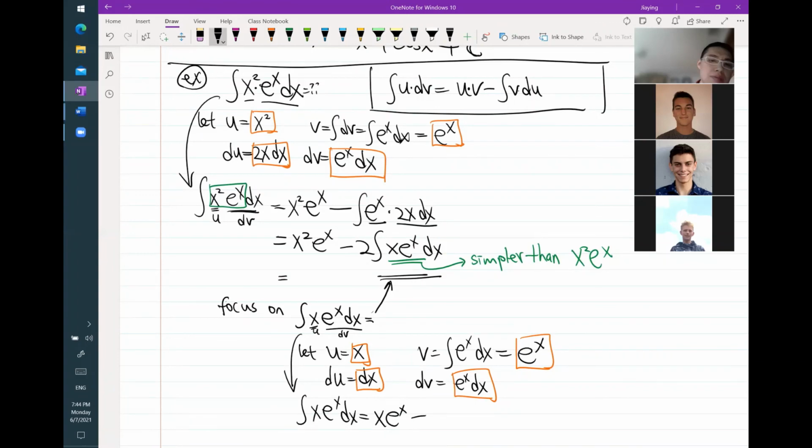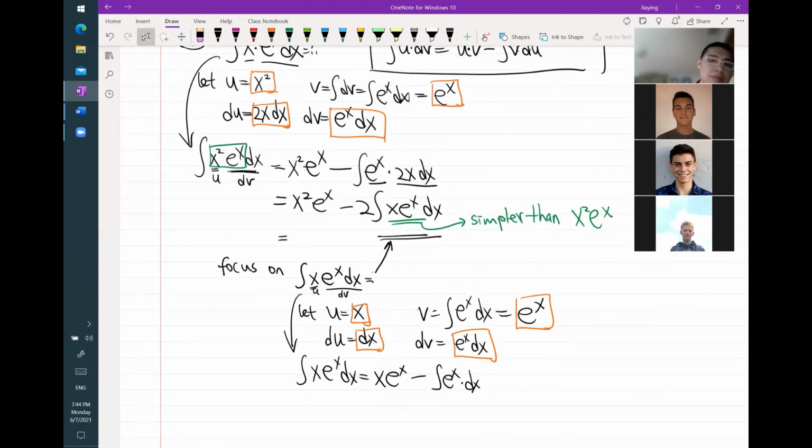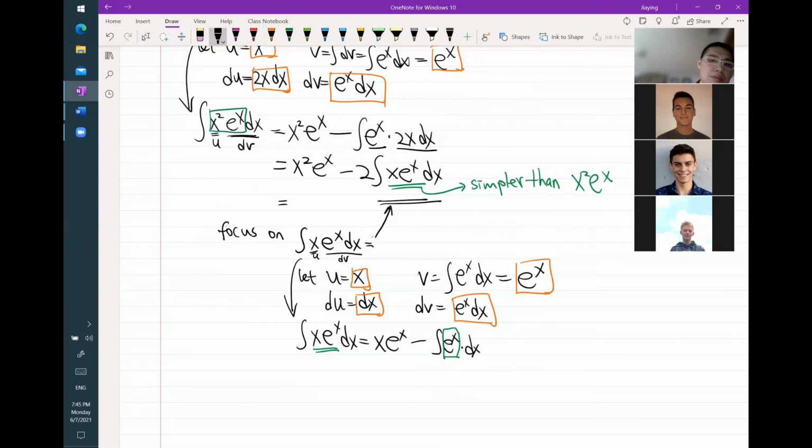And minus, it's always a subtraction, minus integrating v, which is e to the x. And then du, which is dx. You see, at this point, it's really nice because we get rid of the x. We still have an integral, but compared to x e to the x, we just get e to the x, which is a lot simpler. So that's a good thing. And then we can integrate directly.